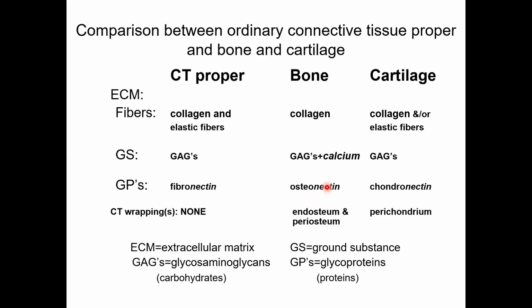Connective tissue proper is not wrapped in connective tissue, but it is. But both bone and cartilage are wrapped in connective tissue proper. Bone on the outside has the periosteum, and on the inside has the endosteum. And on the outside of cartilage, we find the perichondrium.